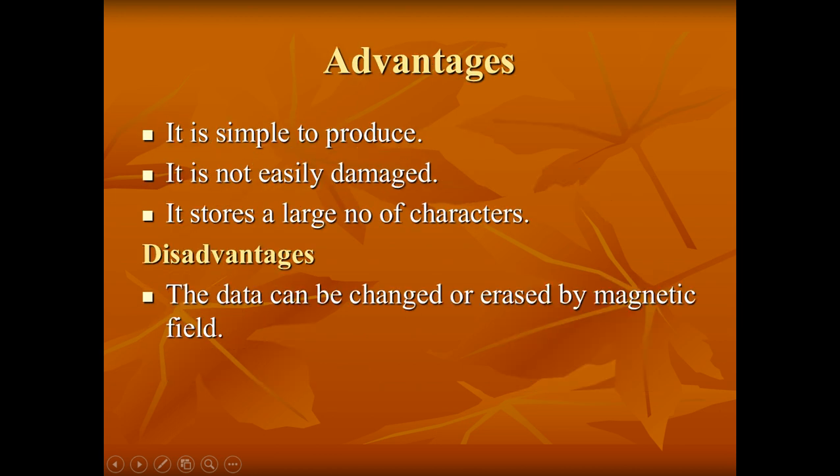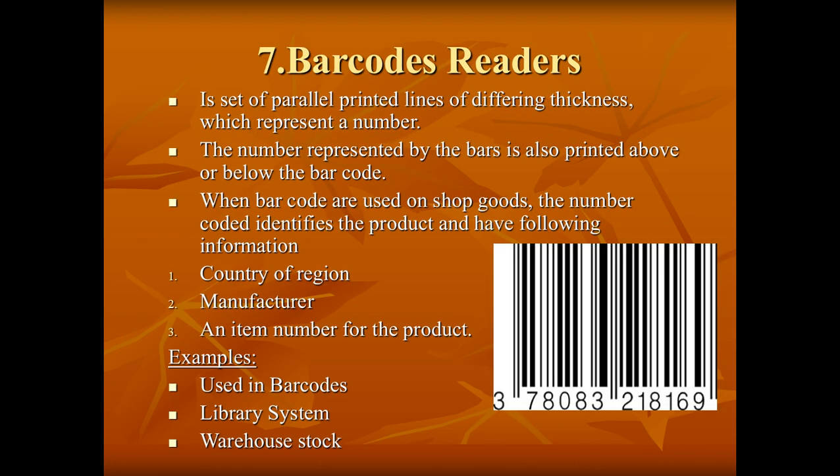Barcode readers, these are the different barcode readers used for their purposes. A barcode is a set of parallel printed lines of differing thickness which represent a number. This one barcode gives the country of origin, manufacturer, and item number for the product. The barcode is used for library systems and warehouse stock. When barcodes are used on shop goods, the number coded identifies the product and has the following information inside it.